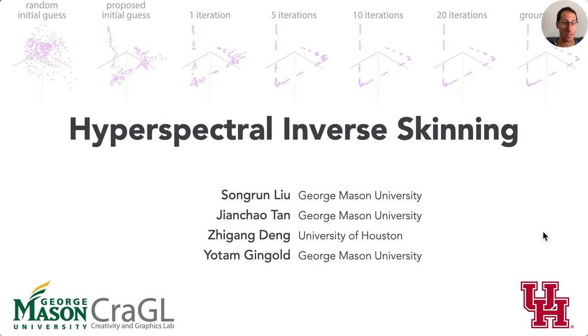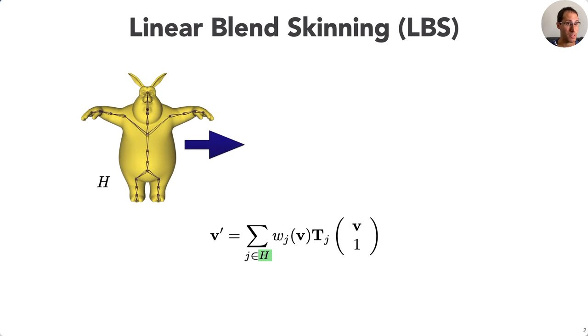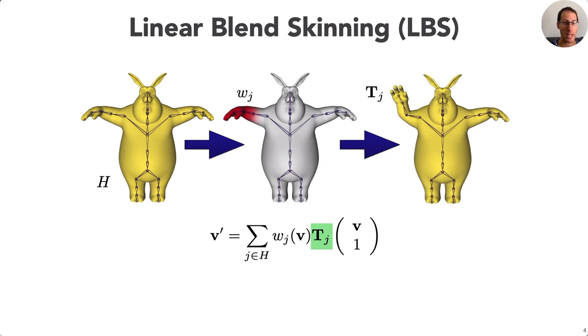So before I tell you about inverse skinning, I'd like to tell you about linear blend skinning. Linear blend skinning is an animation technique where we choose a set of handles, which represent convenient manipulators for a character. They could be some kind of virtual bones. And then for each handle, we assign some per vertex weights. These weights are fixed for the entire animation, and different vertices have different weights. And these weights are used to blend the transformation matrices associated with each handle.